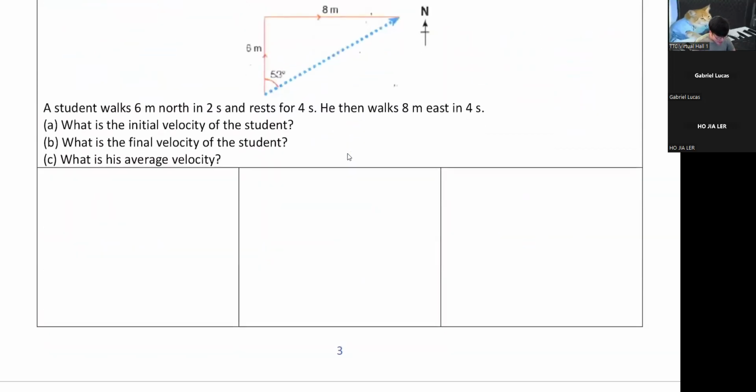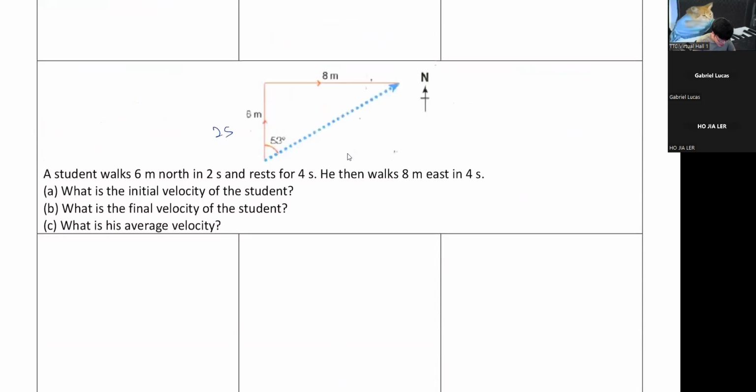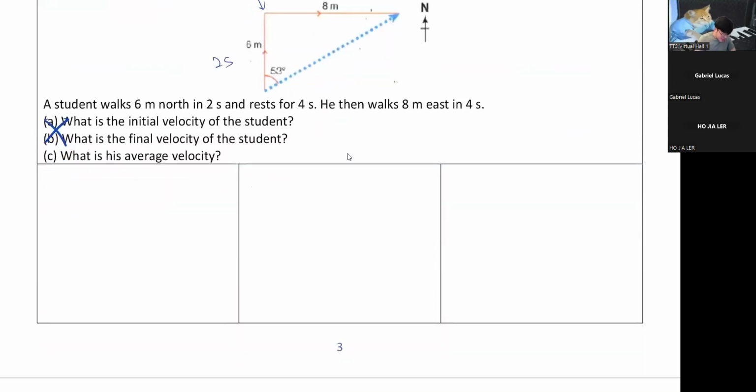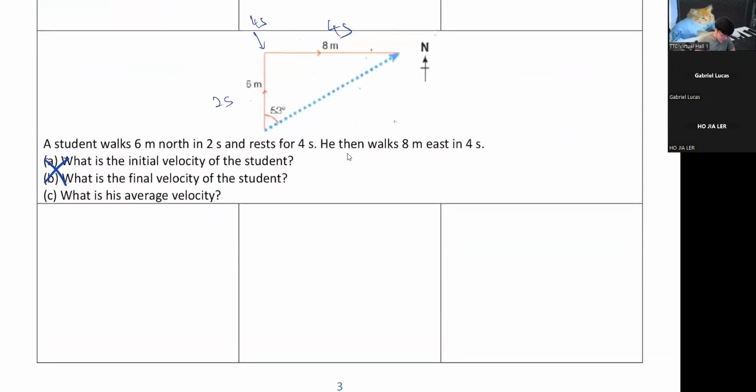next, a student walks 6 meters north in 2 seconds, and then he rests for 4 seconds, so he stops here at 4, and then he walks 8 meters east, also in 4 seconds. So what is the initial? Okay, let's cancel A and B. I don't want to do A and B. Right, so what is the average velocity? Right, when you see velocity, I only want from the starting point to the ending point.